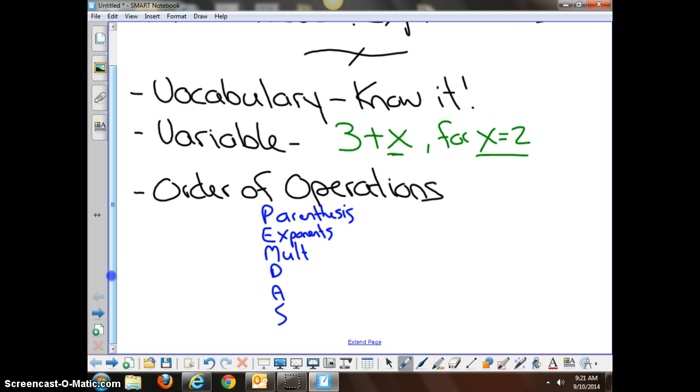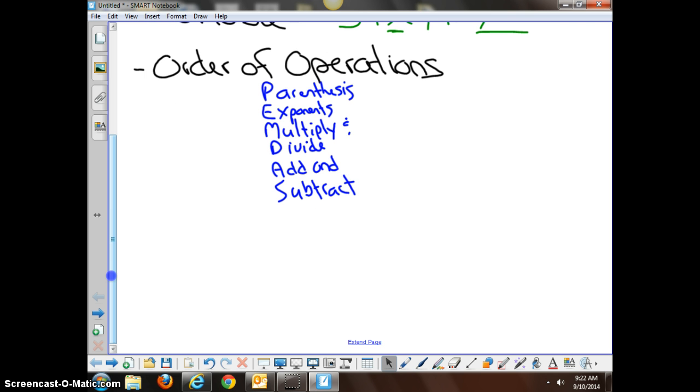The third thing you do, and this is going left to right, would be multiply, and divide. Multiply and divide are treated the same. So if you hit a multiplication going left to right before a division, you do that first. If you hit a division going left to right before a multiplication, you do the division first. Add and subtract, and again, I'm going to treat these the same. Add and subtract would be the same thing as multiply and divide. Whichever one is first going left to right would be the one that you would do. So that should be a review on order of operations.